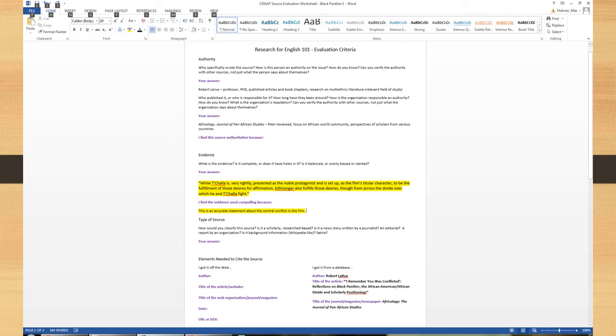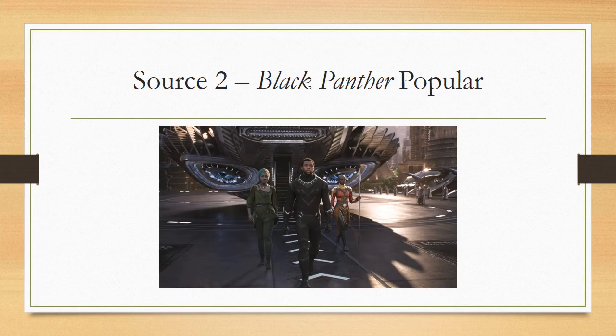And you can see I put that in the paper. You don't have to necessarily put quotes in. You can if you want to. I'm doing that to show you here. And again, I'd want you to go into more detail. This is an accurate statement about the central conflict in the film. Why is that the case? I didn't want to write all that up just for the lecture. I think you kind of get the idea. So hopefully you'll do that in yours. Let's take a look at the next source.